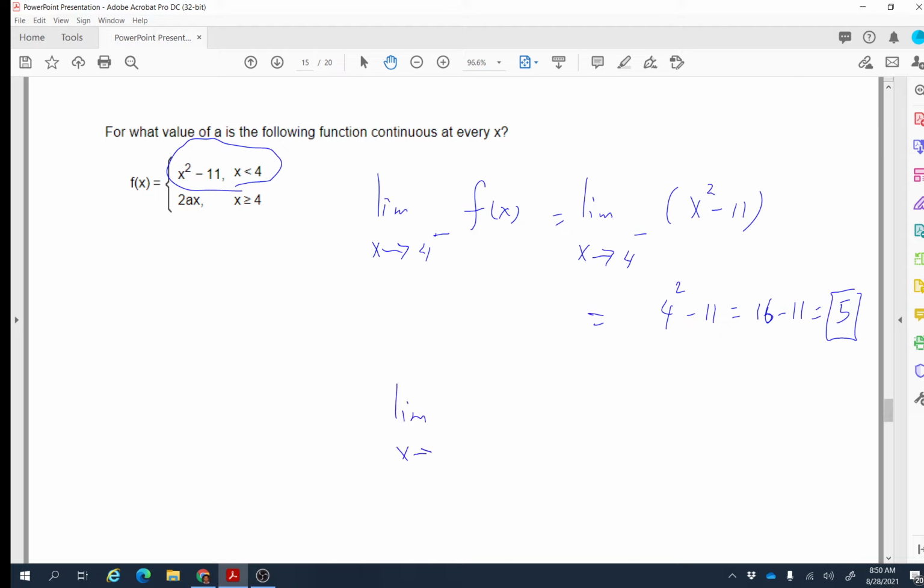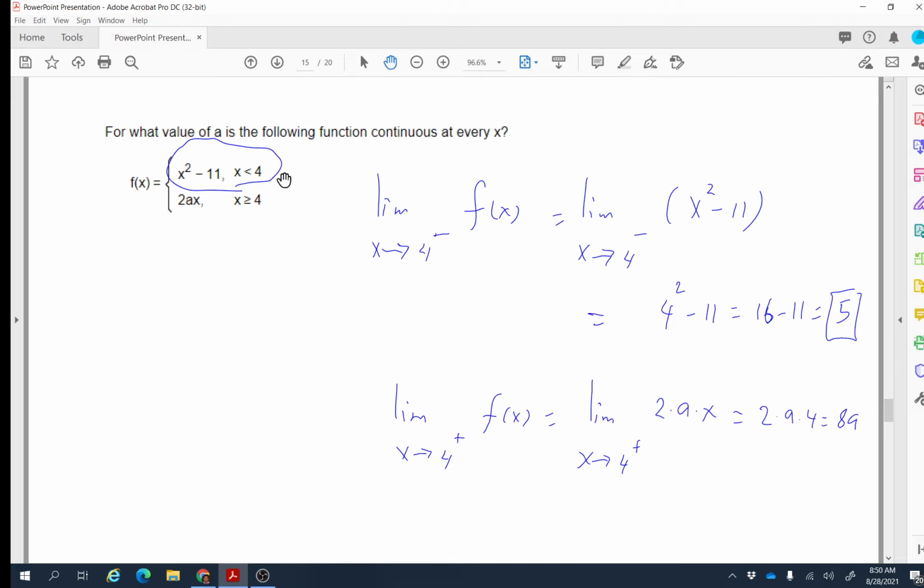What about the right hand limit? The right hand limit of this function when x approaches 4 can be found by using the second piece, 2 times a times x. Whenever we try to find this limit, we just have to plug in x equal to 4, and 2 times a times 4 is 8a.